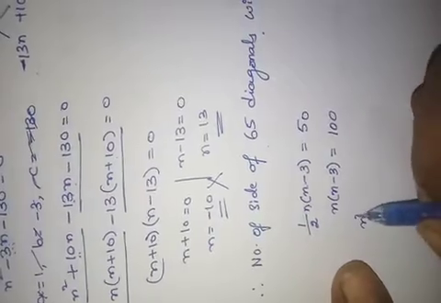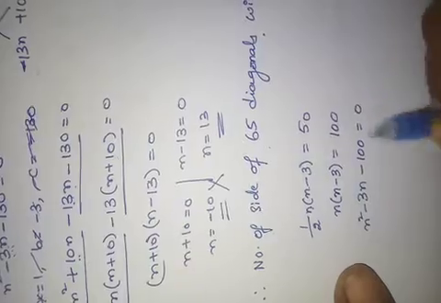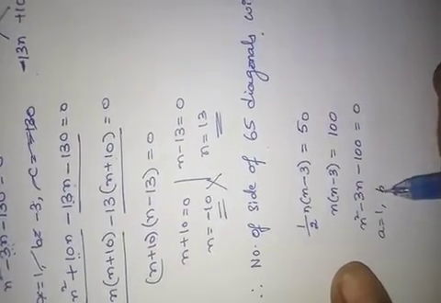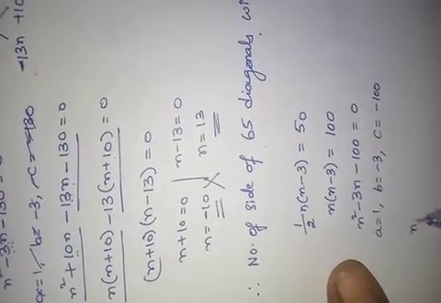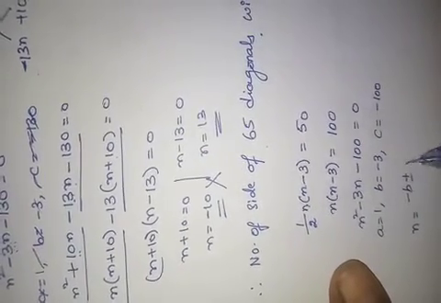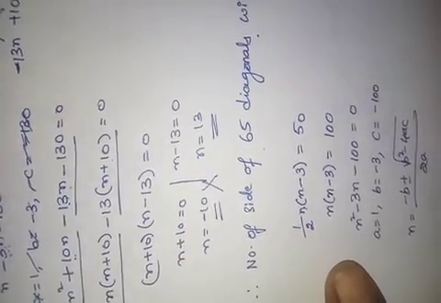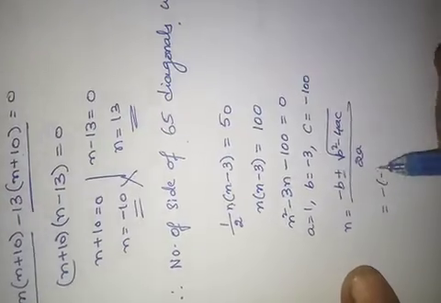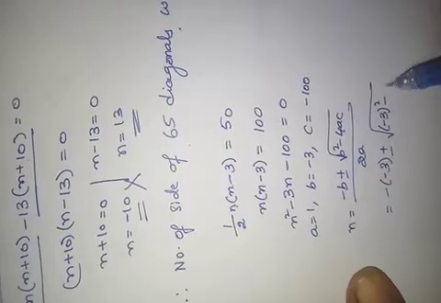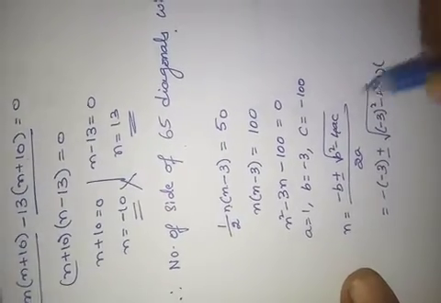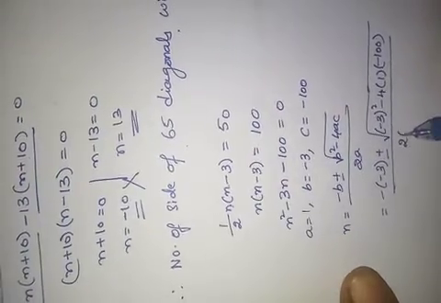Now solve this. N square minus 3n. Send this to this side. Minus 100 equals to 0. A equals to 1. B equals to minus 3. C equals to minus 100. N equals to minus b plus or minus root of b square minus 4ac by 2a. Substitute here. Minus of minus 3 plus or minus root of minus 3 whole square minus 4a into c value minus 100 by 2a. A value 1.